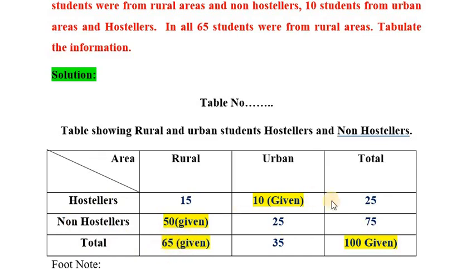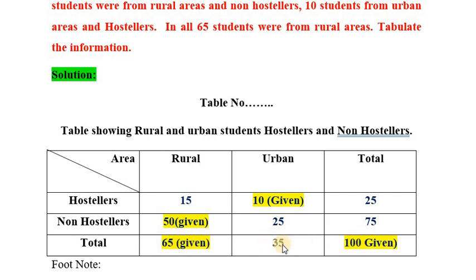And now with the help of the given data, let me find out the information required to fill up the table and to identify the students who are coming from rural area and urban area, who stay in the hostel and don't stay in the hostel. So with the help of the total of 100 students and the students coming from rural area, we are able to find out the number of students coming from urban area: 100 minus 65, that is 35.